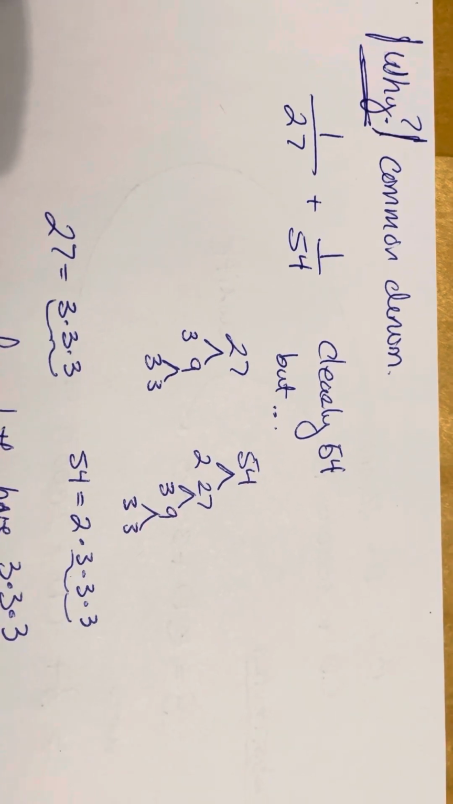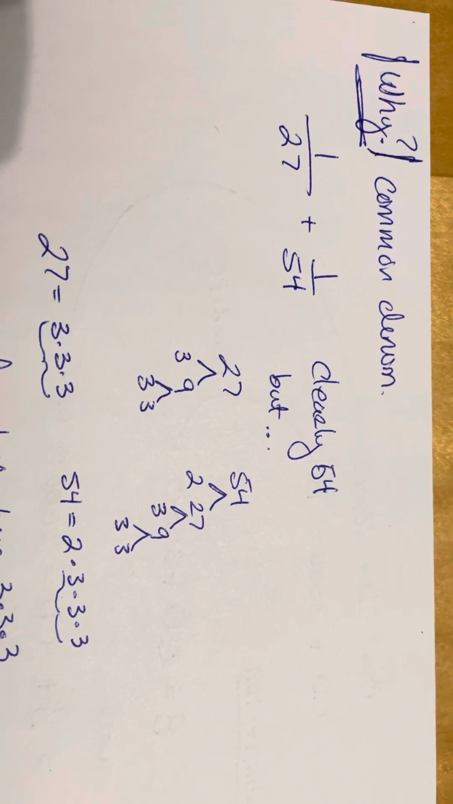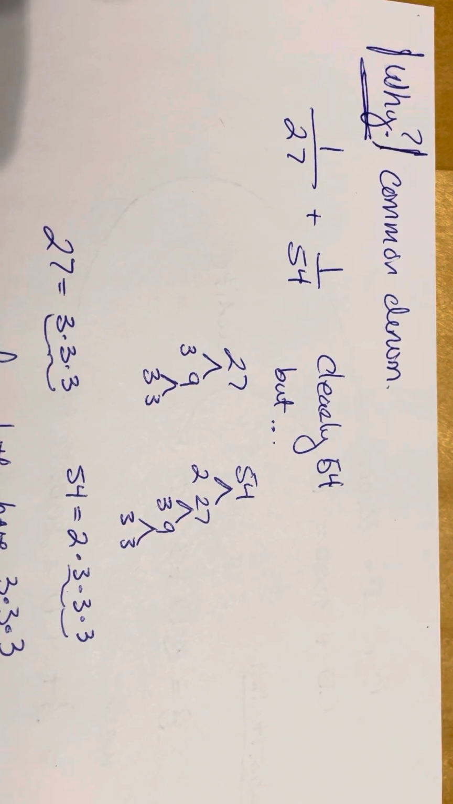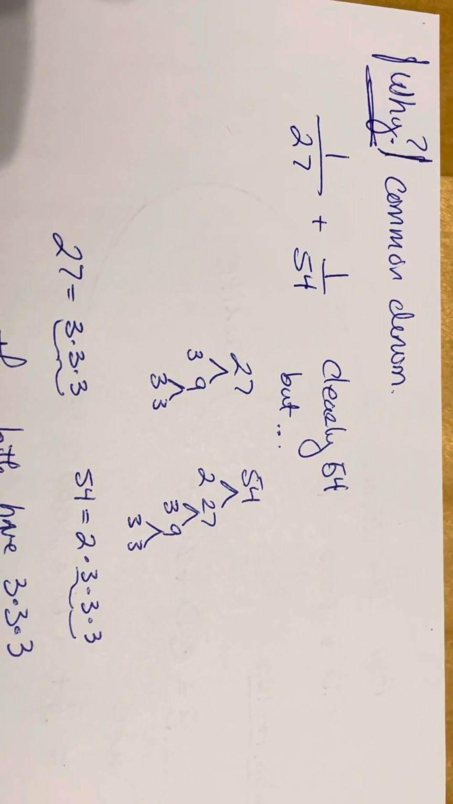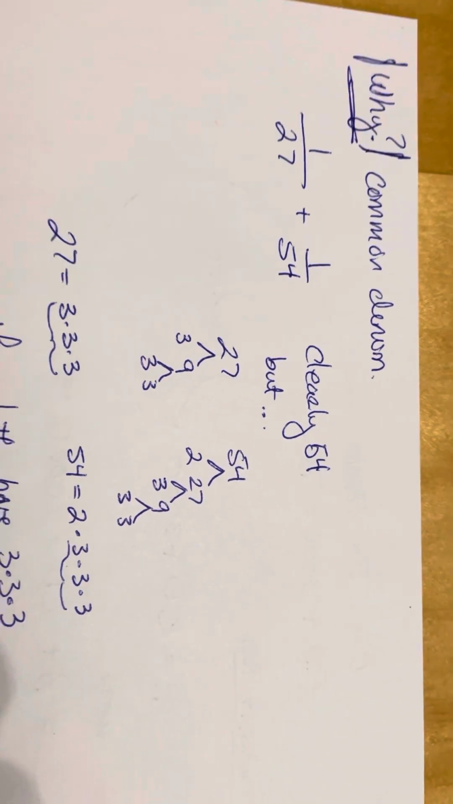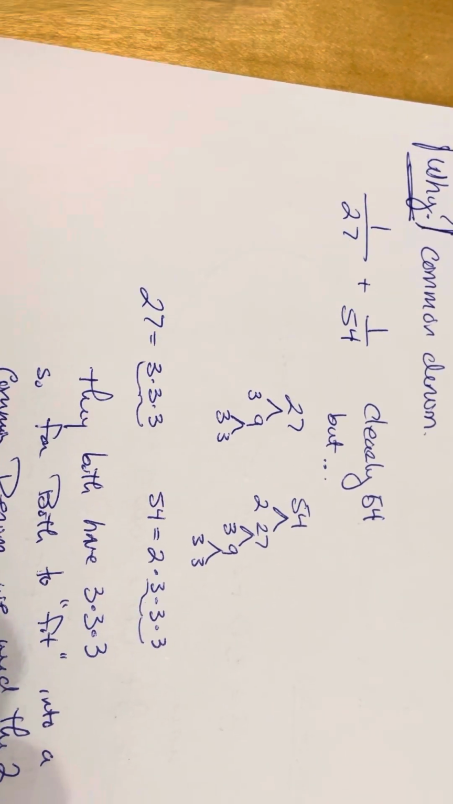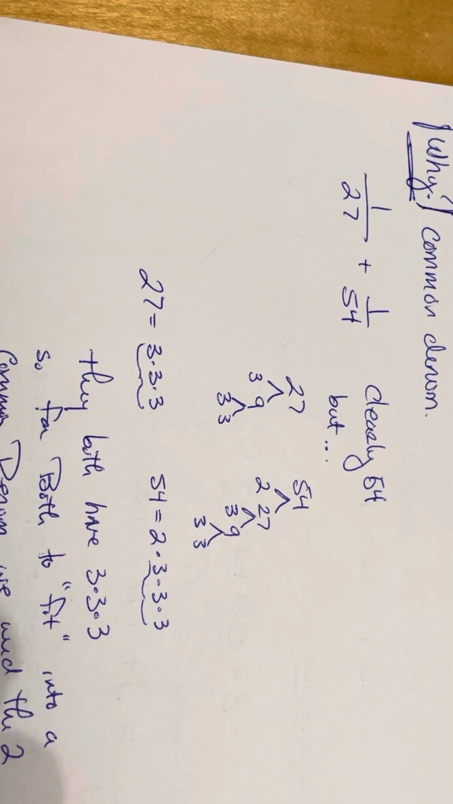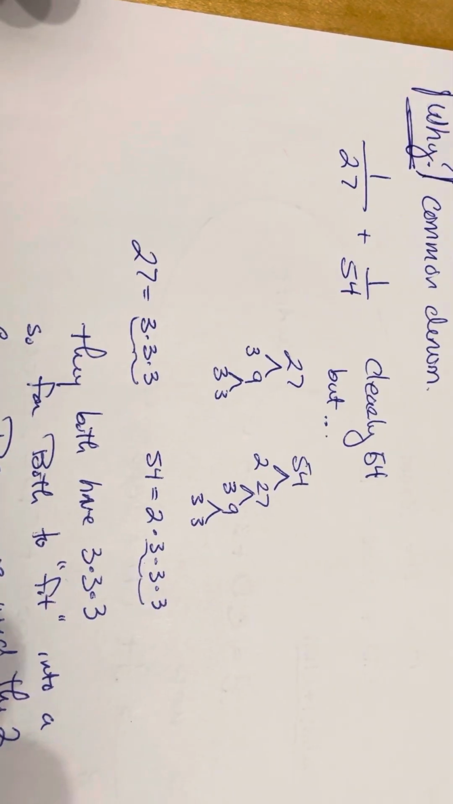Hi everybody. So I want to talk about why the common denominator process with polynomials works the way it does. And I'm going to start off with a numerical example. So we're going to begin with adding 1 over 27 plus 1 over 54. And really all we're going to do is find the common denominator. And my comment is clearly it's 54.